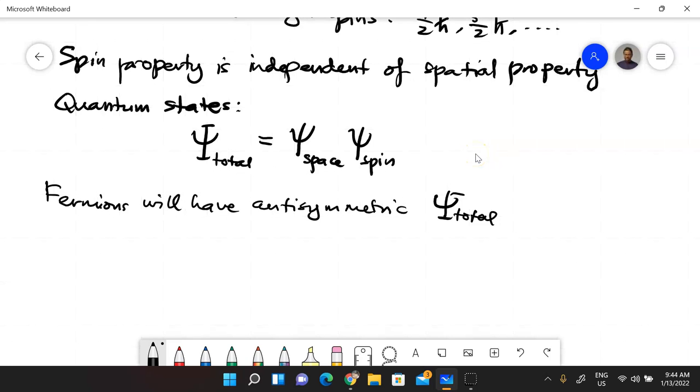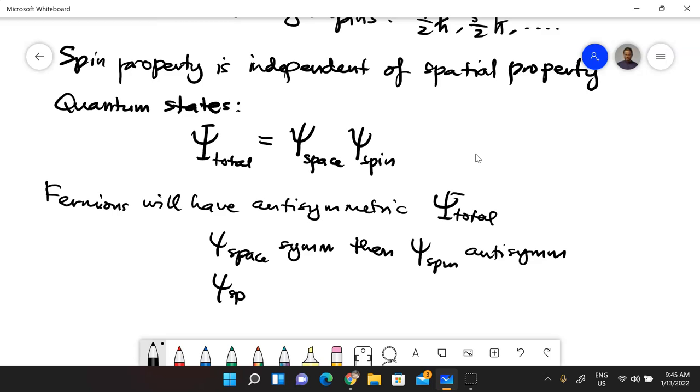So in order for you to have the quantum state for the total case be anti-symmetric, you might have something like this: psi space is symmetric, then psi spin will be anti-symmetric. Okay, so you get the product between the two to be totally anti-symmetric. Or you can have psi space anti-symmetric, then psi spin will be symmetric.